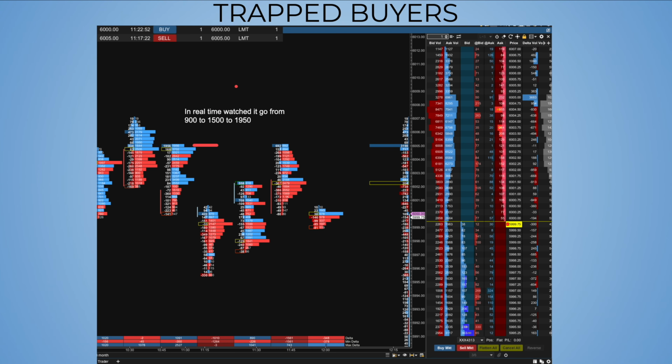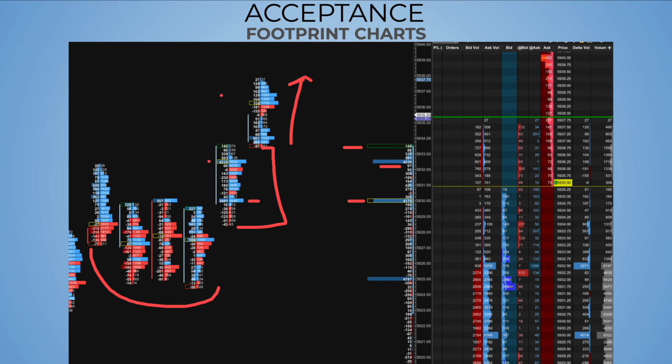The difference between the trapped buyers and buyers accepting is you have a large number, and this did not move up. It stayed here, and this moved back down. With this acceptance, we have buying. This comes up. You have strong buying. It moves up again, and then even stronger buying, and it continues to move up. That's the difference between buyers locking out the sellers, absorbing any selling action up here, and then moving the price up higher.